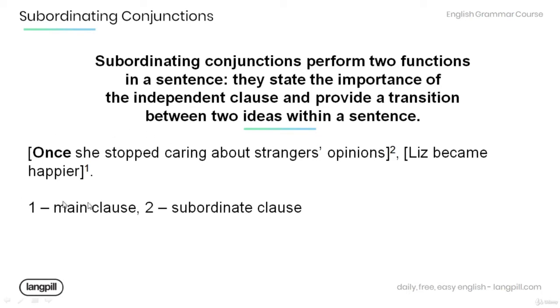Have a look at the example over here. Once she stopped caring about strangers' opinion, Liz became happier. Note that Liz became happier is the main clause, and she stopped caring about strangers' opinions is a subordinating clause.